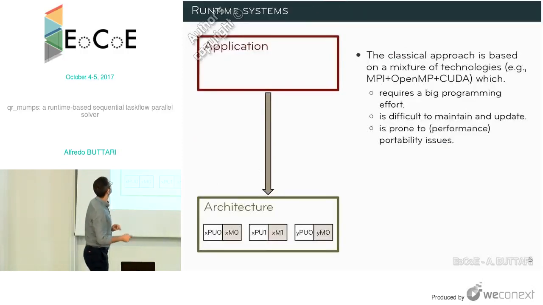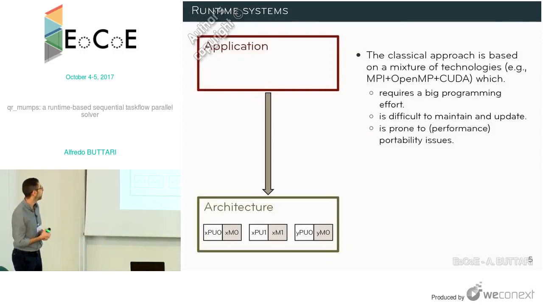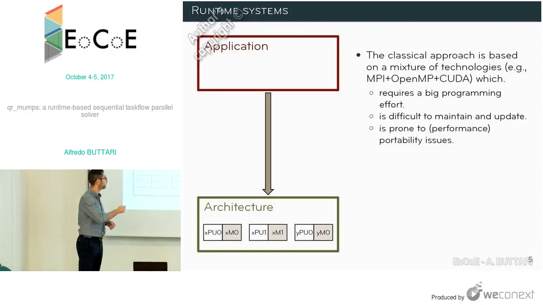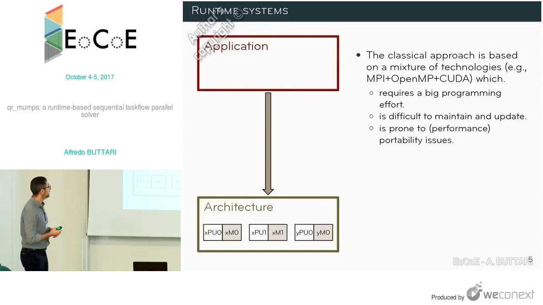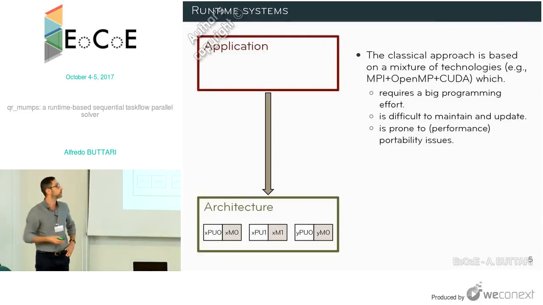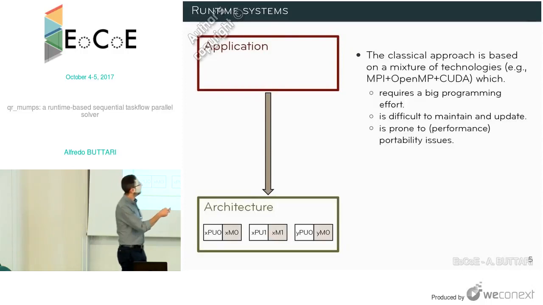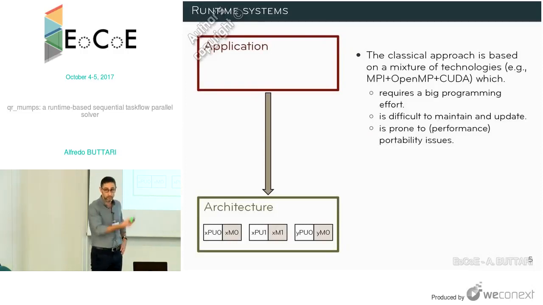Now we are in this context here. We have a complex application, which is our multifrontal QR method, and we want to implement it on a complex system which may be made of multiple nodes with multi-cores, GPUs, whatever you like. The classical approach to doing this is by mixing a number of technologies, MPI plus OpenMP plus CUDA. We've been doing this for many years now, and it works okay, but it requires a big programming effort, and it may lead to code which is difficult to maintain and update, and which is prone to portability and performance portability issues.